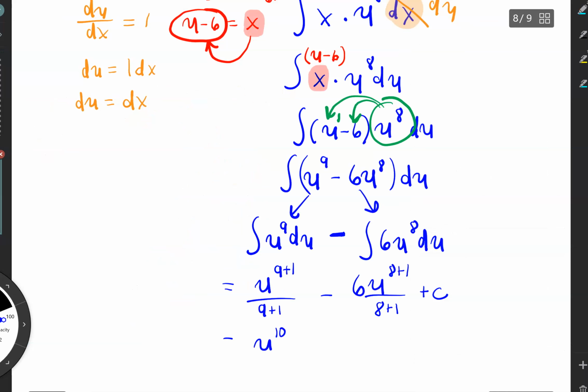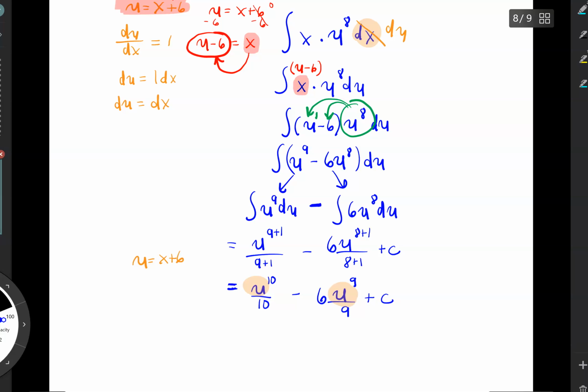Okay, so that's u to the 10th over 10 minus 6 u to the 9th over 9. Okay, and then we just have to unsubstitute those u's for u for x plus 6. Oh, I erased one of my equal signs there. Made it look like a negative. Okay, so then we would just have a 1/10 u to the 10th minus a 6/9. My MATLAB might make you reduce that one, because 6/9 technically reduces to 2/3.